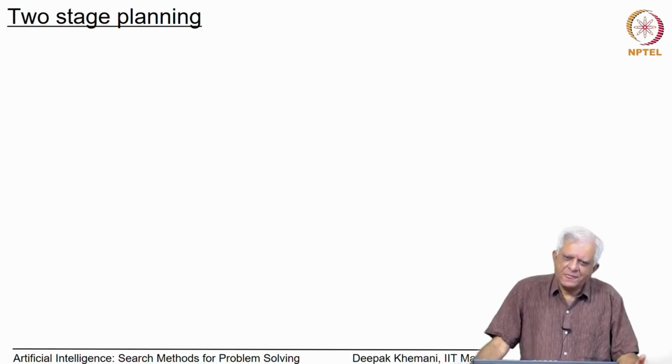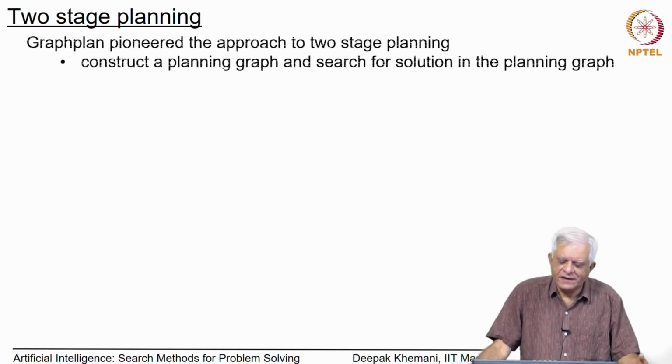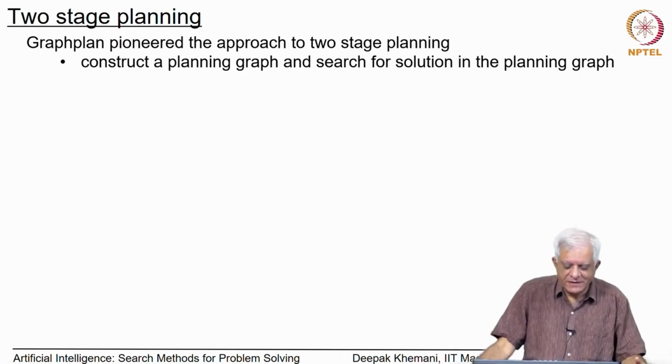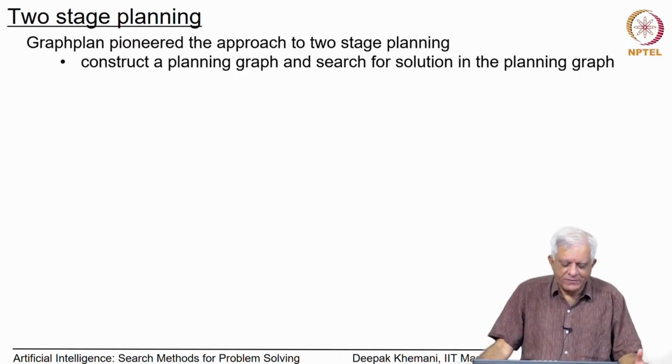Now, graph plan also was a pioneer in this approach to two-stage planning. People had tried earlier also, for example, transforming planning problems into other problems, but it got momentum after graph plan. So, what does graph plan do? Graph plan constructs a planning graph and then searches for a solution in the planning graph. So, the first stage is construction of the graph, and the backward stage is searching for a solution there.